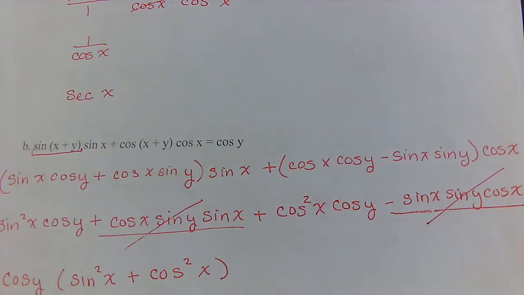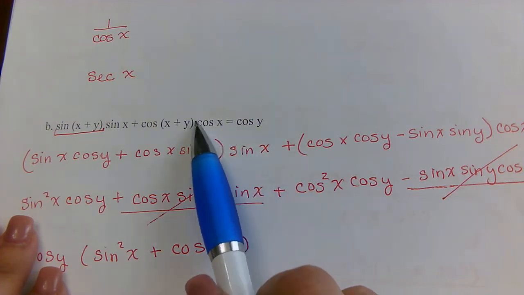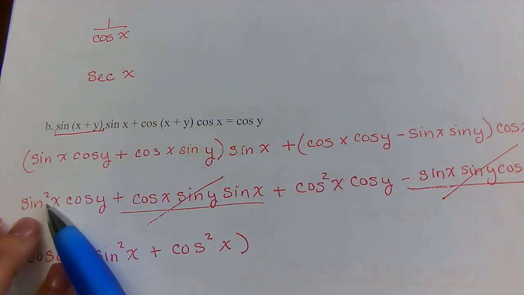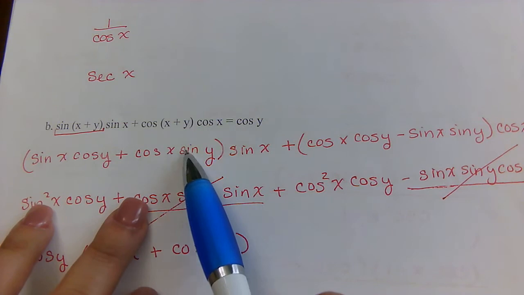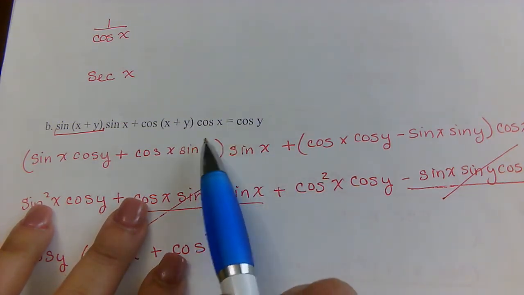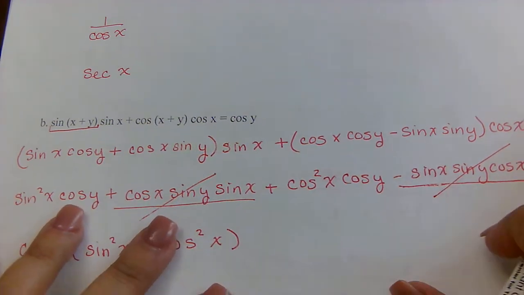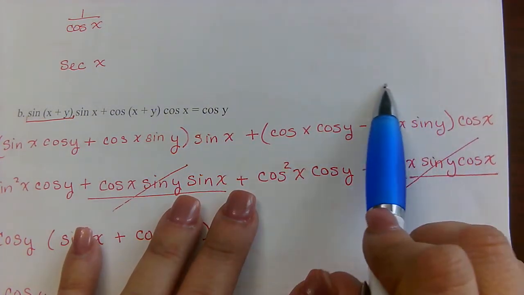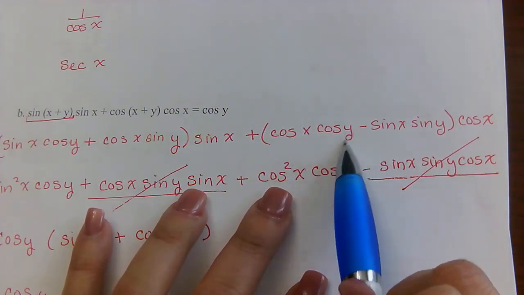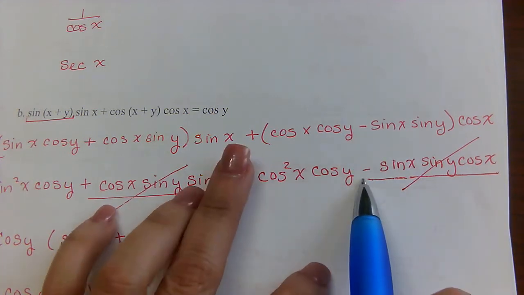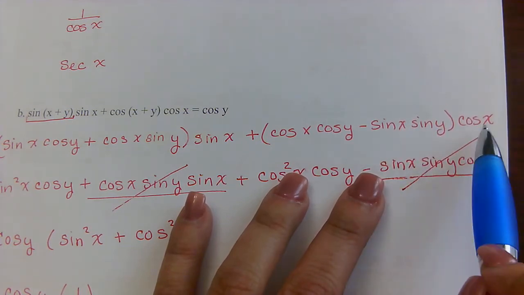Okay. Now what I'm going to do is go ahead and distribute the sine x into the parentheses. So now that I have a sine x times sine x, I can say sine squared x times cosine y plus cosine x sine y sine x. Don't try and combine these terms to be the same. They need to be individual functions. Plus, cosine is now going to be distributed into the parentheses. So cosine times cosine is cosine squared x times cosine y minus, because this is a plus, this doesn't change, sine x, sine y times cosine x.